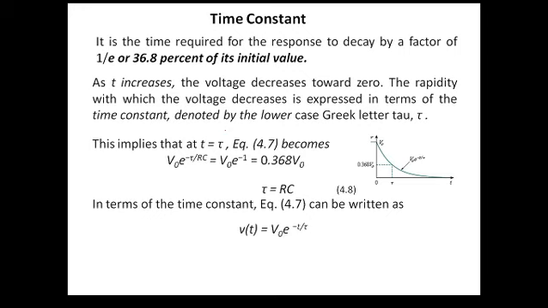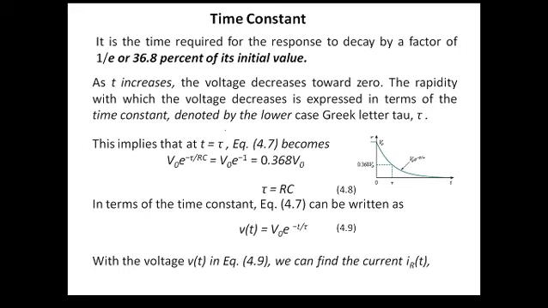Therefore v of t equals V naught e power minus t by RC, which is equal to V naught e power minus t by tau. So this is the voltage expression in terms of the time constant. Once you know the expression for voltage, we can find the current. Current, already by using Ohm's law, V equals I into R, so I equals V by R.